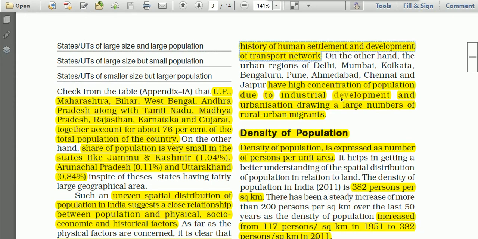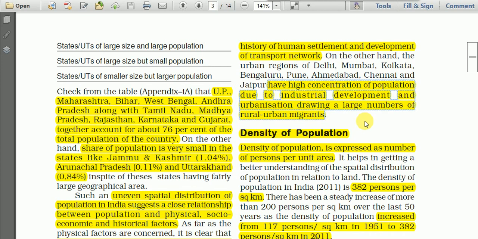On the other hand, these urban regions of Delhi, Mumbai, Kolkata, Bengaluru, Pune, Ahmedabad, Chennai, Jaipur have a high concentration of population due to industrial development and urbanization, drawing a large number of rural-urban migrants. See, big cities offer a lot of job opportunities, and that is why people from the rural areas migrate to the big cities, thereby adding a large number of people every year.